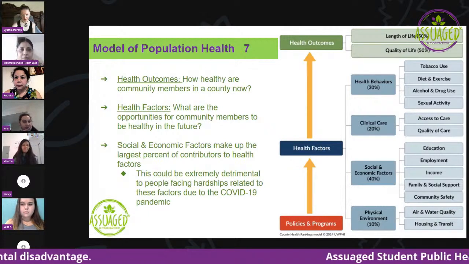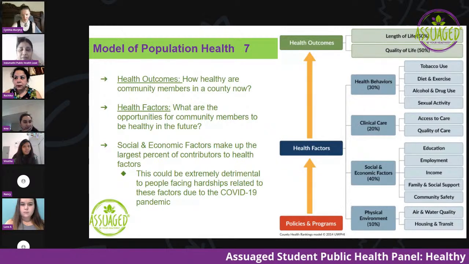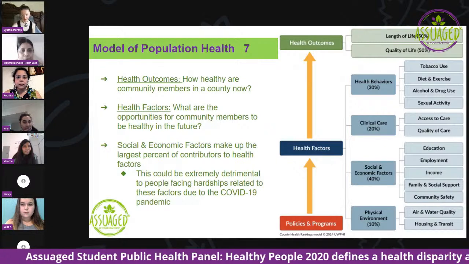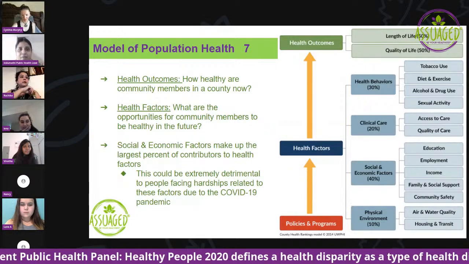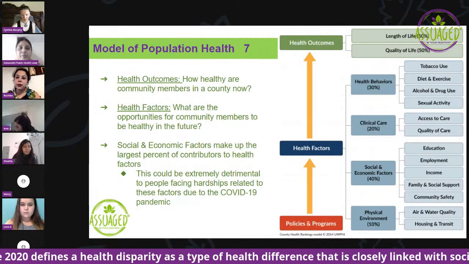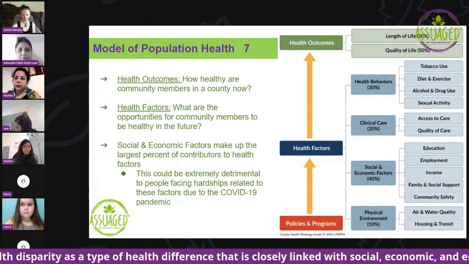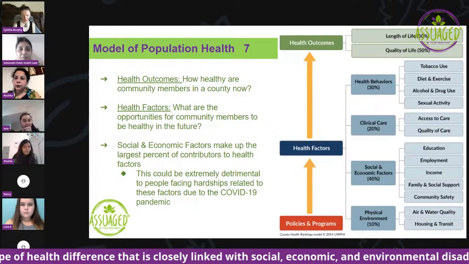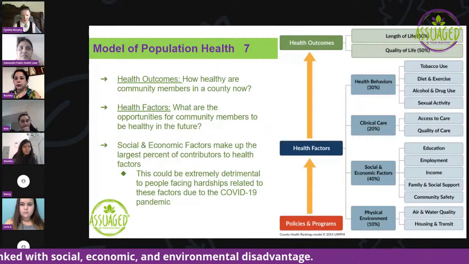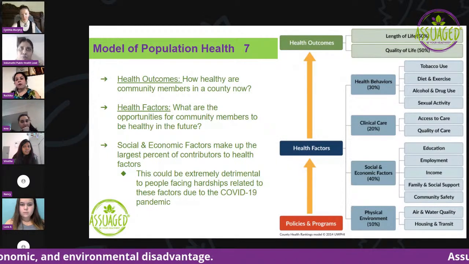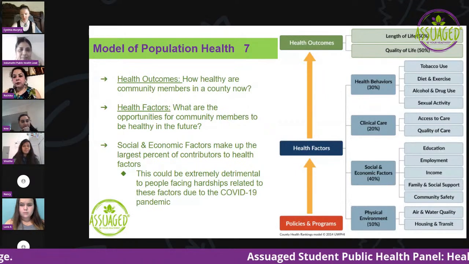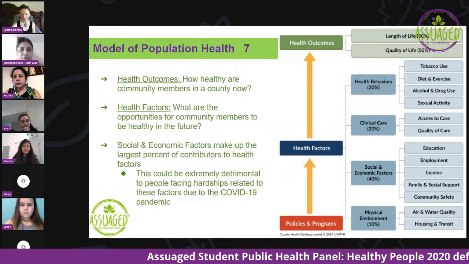To know the health outcomes and health factors, we had some questions discussed by Luna before. For health outcomes and health factors, we have two important questions. Health outcome is defined by how healthy the community members in a county are. And the health factors are about what opportunities the community members have to be healthy in the future. So the social and economic factors, as we have discussed before, the education and the low socioeconomic status and belonging to certain minority communities, predispose you to more diseases, especially COVID.